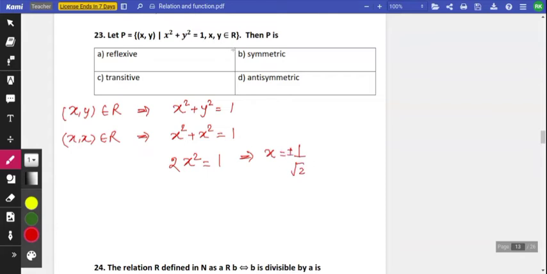But in this case, x and y belong to relation R. This is only valid for 1 by root 2. So the given relation is not reflexive because it is not valid for all real numbers. Not reflexive.